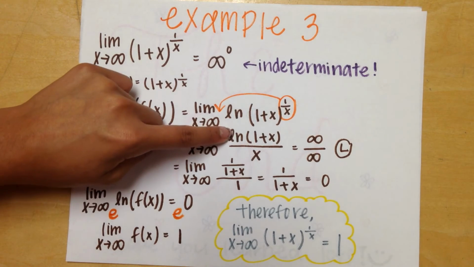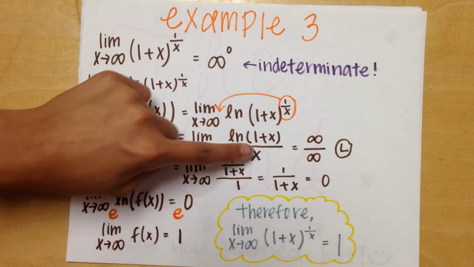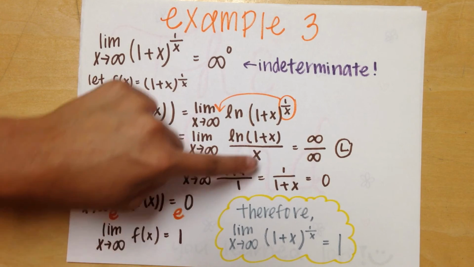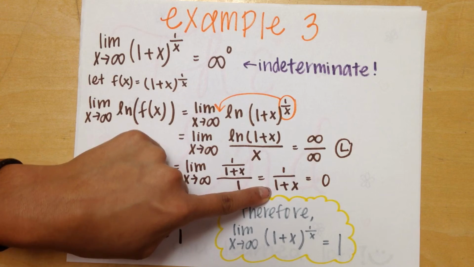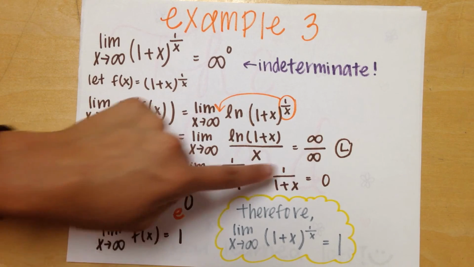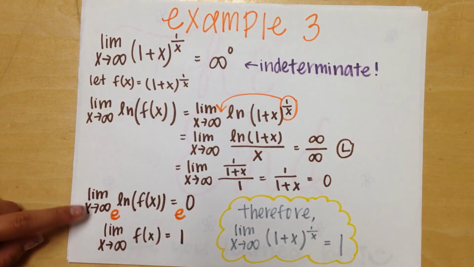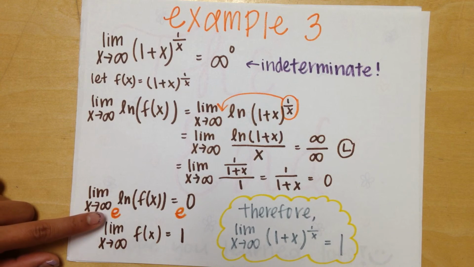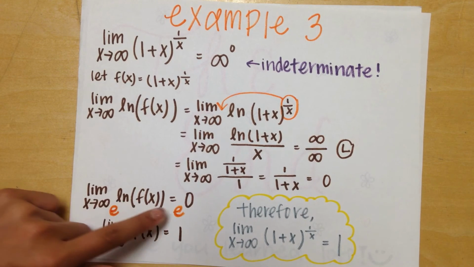So you take the derivative of the top, which is 1 over 1 plus x, and the derivative of the bottom, which is just 1. You simplify to get 1 over 1 plus x. You plug in infinity to get just 0. So the limit as x approaches infinity of the natural log of f of x is 0.